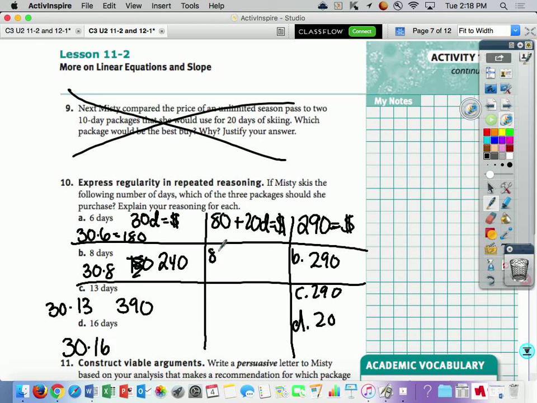Now we're going to go up here. We do 80 plus 20 times 8. 20 times 8 is 160. 160 plus 80 is going to be 240. Then we're going to do 80 plus 20 times 13. 20 times 13 is going to be 260. 260 plus 80 is going to be 340.